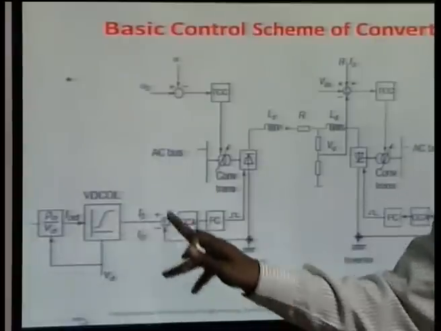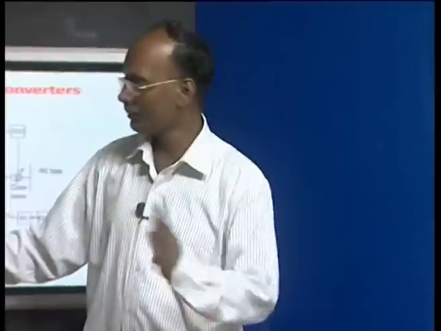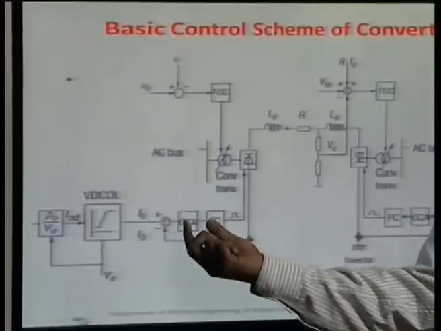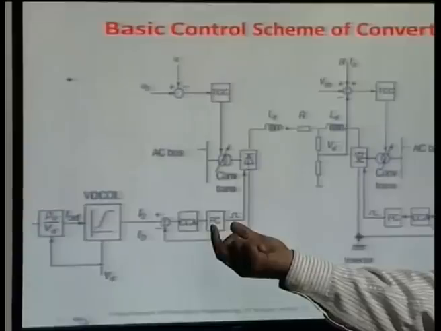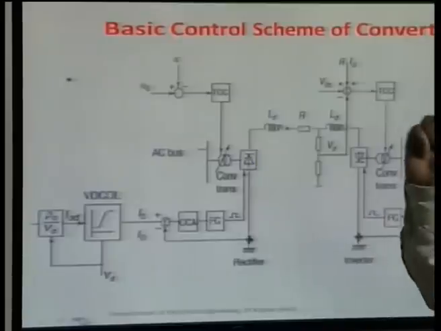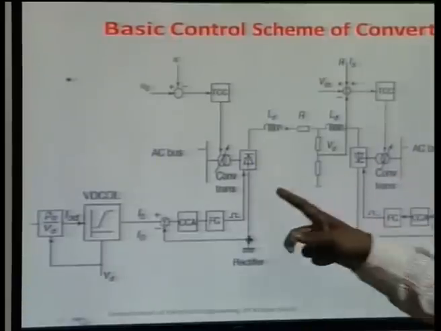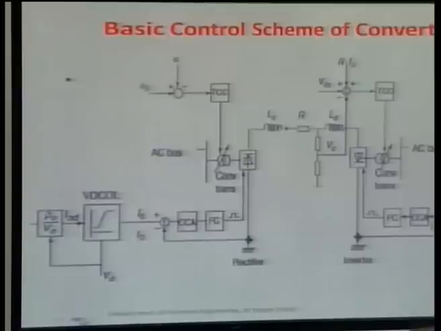So this reference is decided, and then it is measuring the current here, and if there is some difference, your current control amplifier is there, amplifying the signal, and then the firing control angle is calculated, and it is coming here all the way. So this is basically the control characteristic of your rectifier side, taking care.